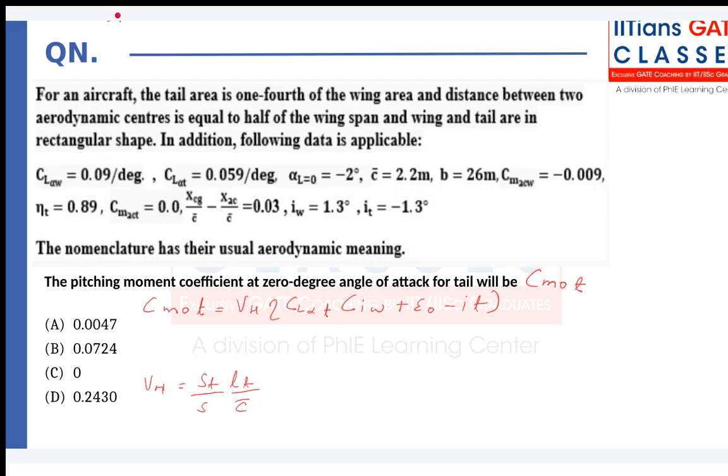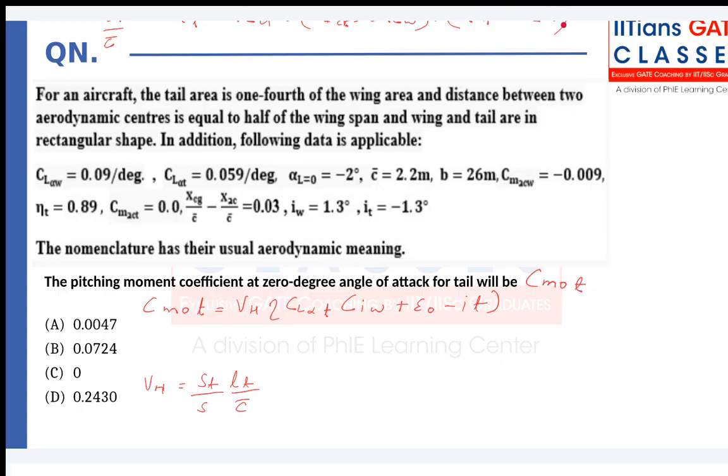LT is X AC tail minus XCG, right? So let's just take LT by C bar, the whole thing. It's something like this. And that is X bar AC tail minus X bar AC wing, minus X bar CG minus X bar AC wing. Correct?